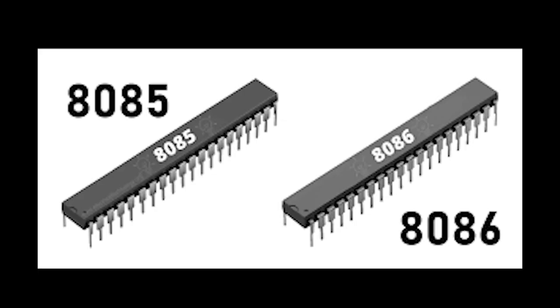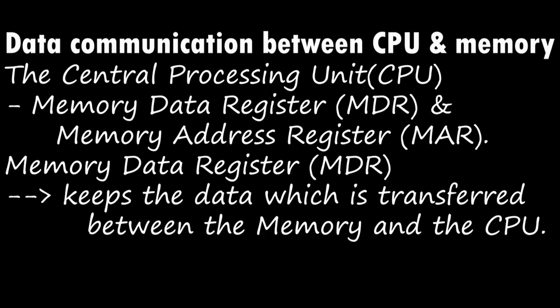Again, Intel released some other microprocessors also. Have you heard of Intel 8085? This is an 8-bit processor. The next one is Intel 8086, which is a 16-bit processor. And currently, we have 32-bit microprocessors, 64-bit architecture and all. They are making such microprocessors. Next, we are going to see data communication between the CPU and memory.